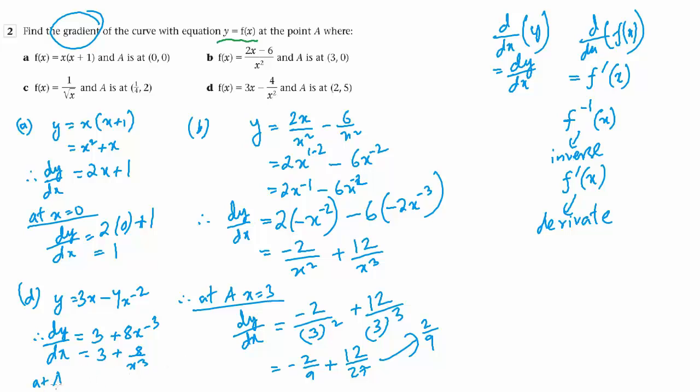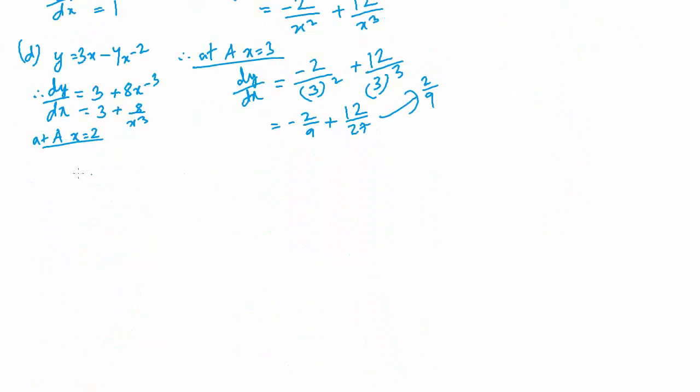So at the point A, the x coordinate is 2. So at A, x equals 2. So we can write dy by dx equals 3 plus 8 by 2 cubed. So 3 plus 8 by 8, which is 3 plus 1. So the gradient of the curve at the point A is 4.